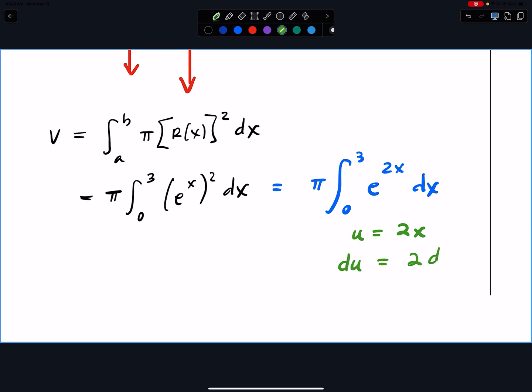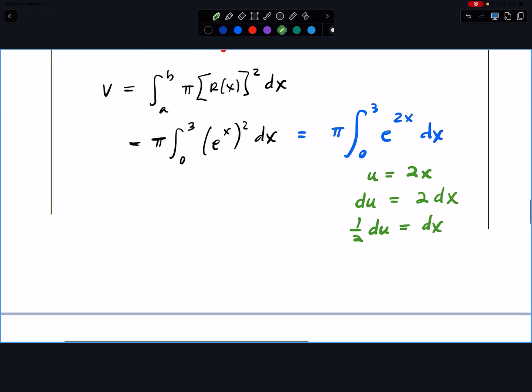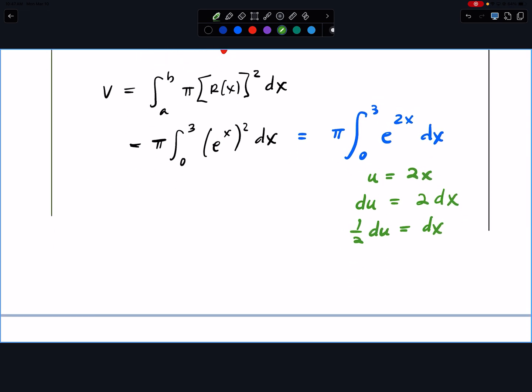du equals 2 dx. Do I have an extra 2 floating around here? But I have a dx, right? So how do I get dx by itself? What do I do? Divide by 2. So then 1/2 du is equal to dx. Is everybody cool with that?